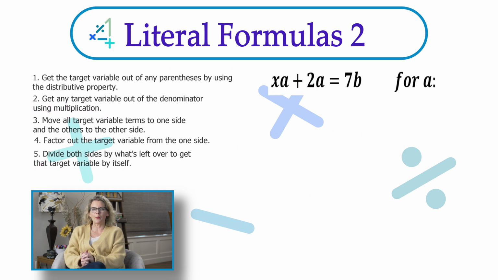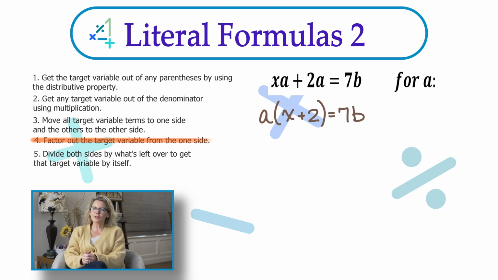Here's our first example. Solve xa plus 2a equals 7b for a. Notice that the a is in two places, which is going to cause us big trouble. We can't combine these two because they are not like terms. We'll just call in the big guns using step number 4. We're going to factor out the a from them. The a goes in front, start the parentheses, put in what's left over, x plus 2, end parentheses.